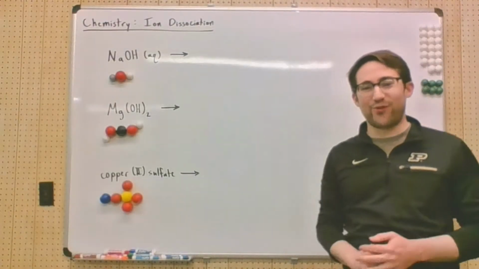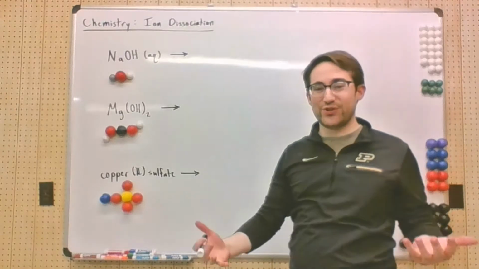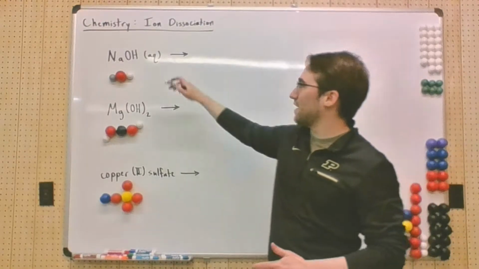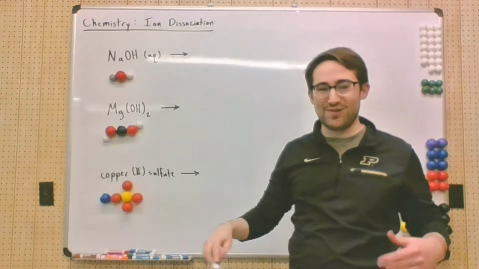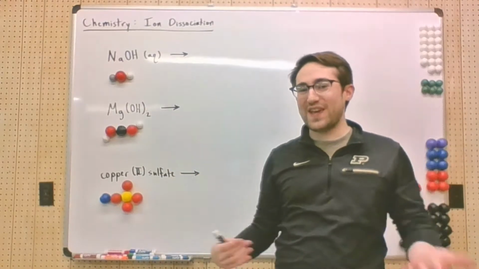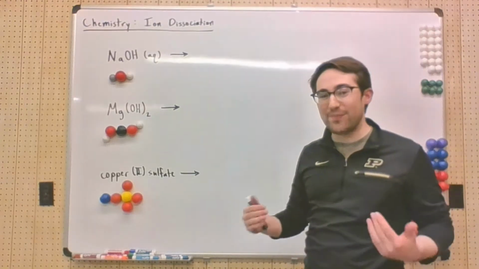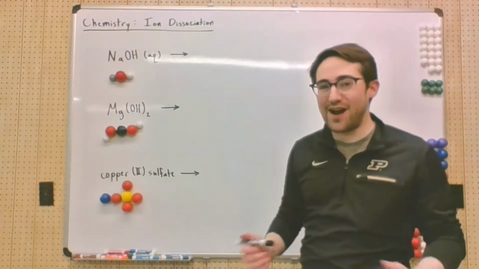Okay, let's try some of these for ourselves. So let's say we've got this NaOH in solution. It's dissolved in water. We call that aqueous, since it's not really specifically a solid or a liquid or a gas. It's dissolved within the liquid water, so we call it aqueous. It's going to break up into ions because this is an ionic compound.